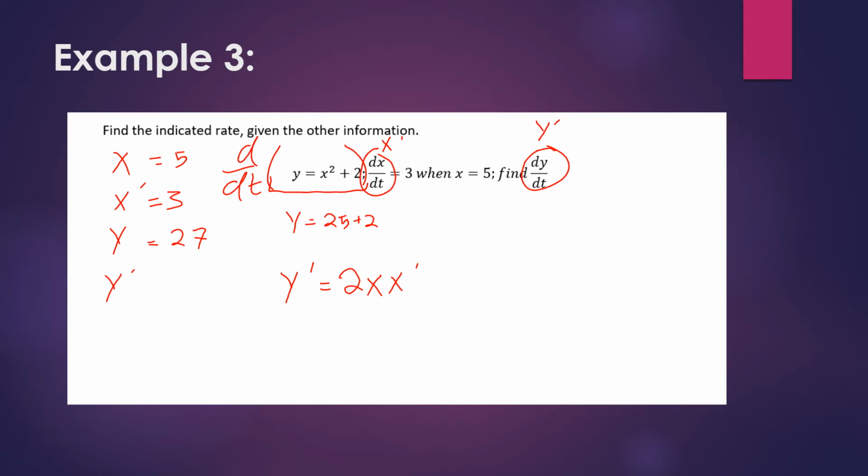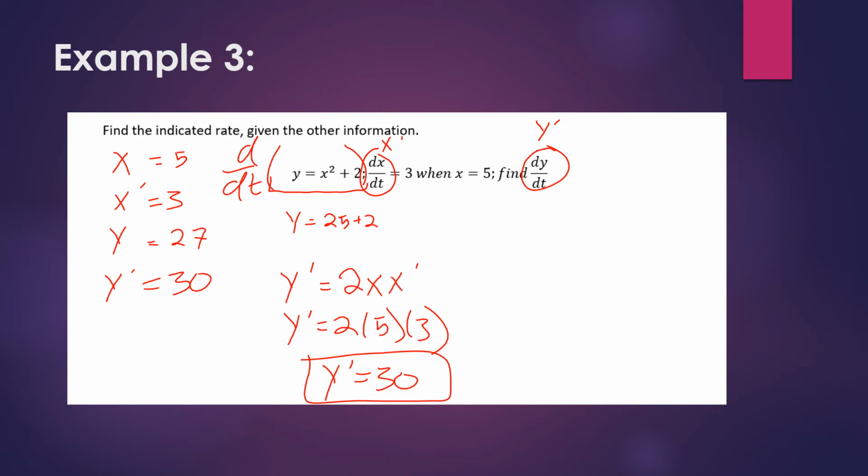And from here, we can just plug in. We know that x is 5 and x prime is 3. So we get y prime is 2 times 5 times 3. And that gives us that y prime is 30. And that's all there is to that problem.